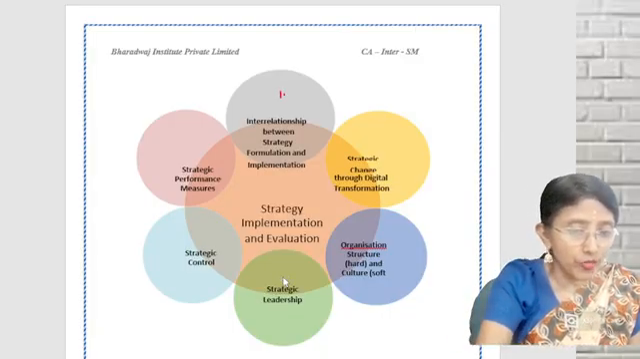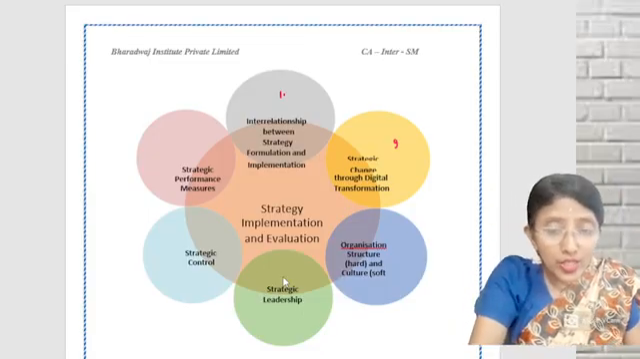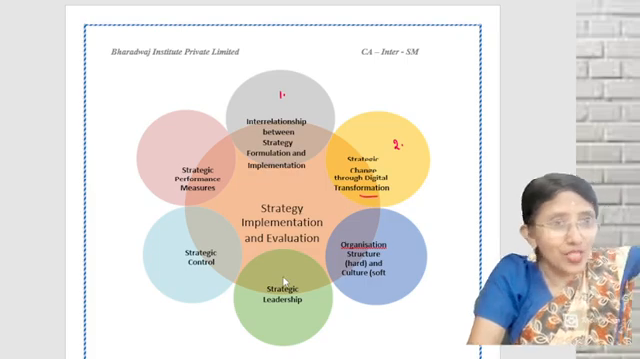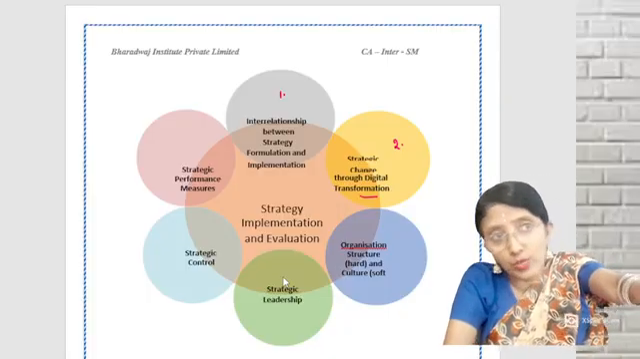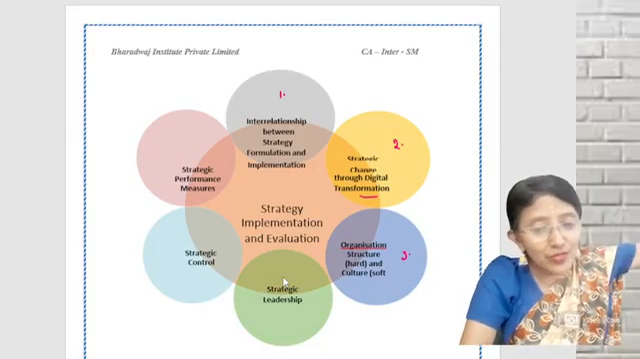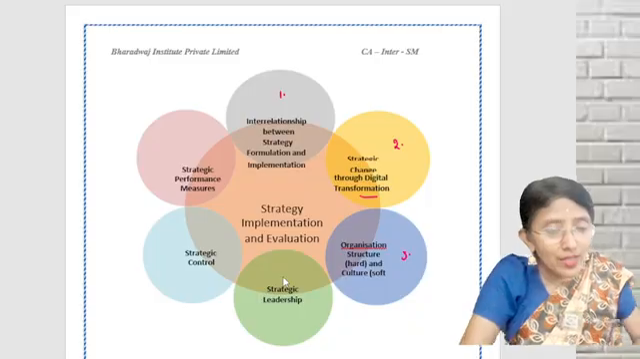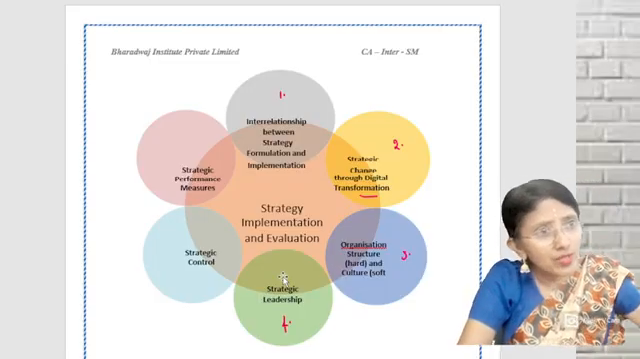Interrelationship between strategy formulation and implementation, whatever you have learnt on that. Strategic change through digital transformation. I told you, it comes under chapter 5. Digital transformation is one expected question, note it. Third one, look at this, hard structure, soft structure. Okay, comes in strategic leadership. My dear students, all vital concepts.